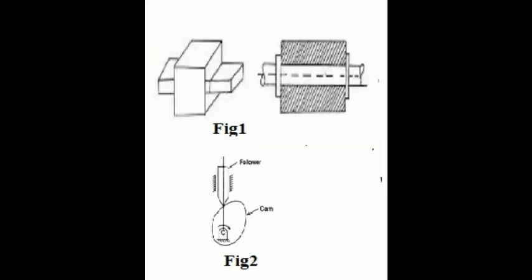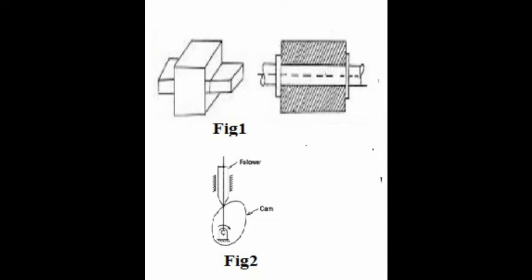In figure 1, we can see a closed pair. A square bar is moving through a square hole, and if you see the surfaces, you can recognize them as a lower pair because they have surface contact. As per definition, all the lower pairs are closed pairs, and when there is a closed pair, they are held mechanically together. So here you can see these two elements are held together mechanically. Some mechanical force is there to hold these elements together.